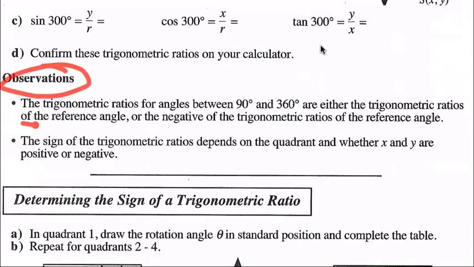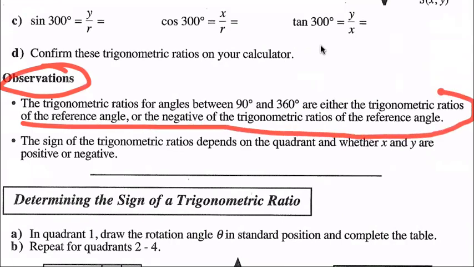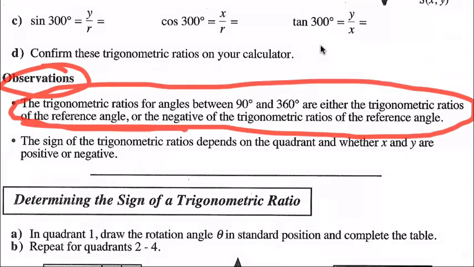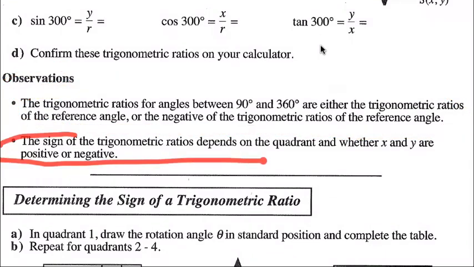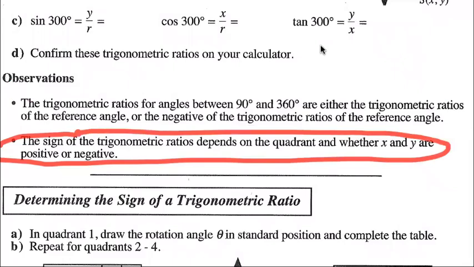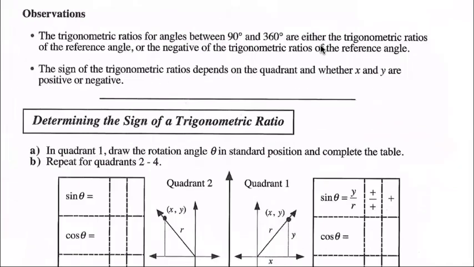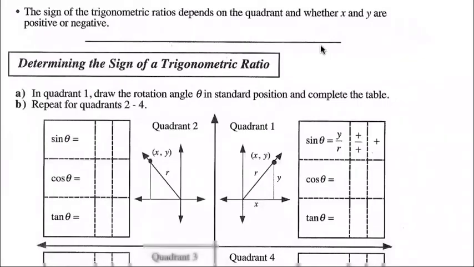Observations. The trig ratios for angles between 90 and 360 are either the trig ratios of the reference angle or the negative trig ratios of the reference angle. So it's either positive or negative versions. The signs of the trig ratios depend on the quadrant, whether x and y are positive or negative. Okay, that's all you needed to gain through those investigations. This is a nice little summary table of all of that. In quadrant 1, draw the rotation angle theta in standard position and complete the table. Repeat for quadrants 2, 3, and 4.